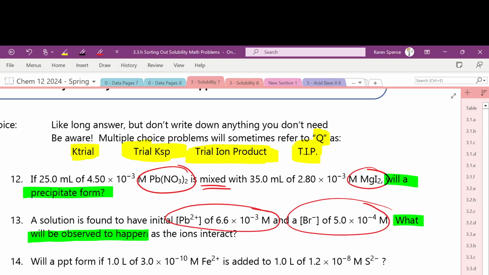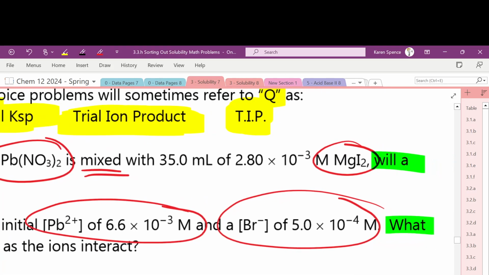I mean, it's not an acid reacting with a base, so you're not going to see a neutralization. What could happen with these two ions? They could precipitate or not. So don't be freaked out if it just said, what might you observe? You'd be like, maybe I will see a precipitate and maybe I won't. It just depends on what my Q value is.